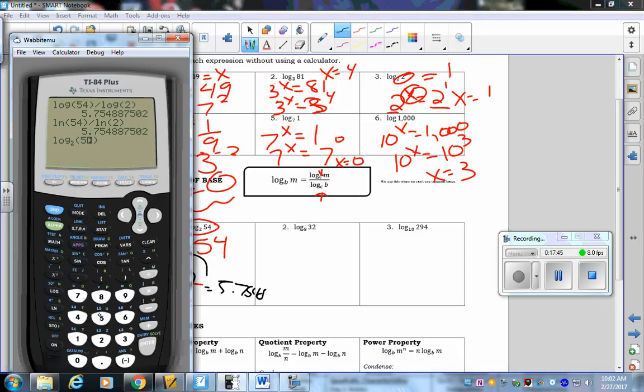So I want you to understand change of base. I want you to be able to write it out, but you don't have to use it to evaluate. Okay, so just understand about it. So my answer would still be the same.